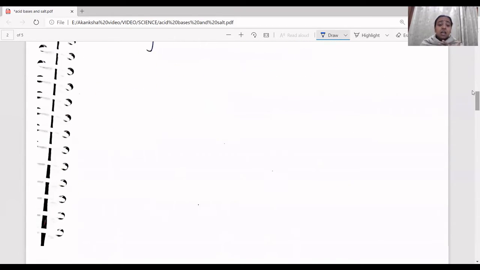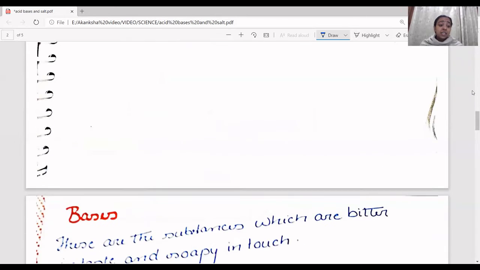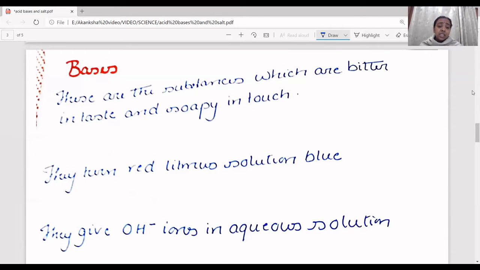Now, let's jump on to what bases are. Bases are a little bitter. They taste bitter, and when you touch them, they feel a little soapy, right? That slippery feel that you get is from the bases, and that bitter taste that you get is from the bases. So you have to remember that bases are bitter in taste and soapy to touch.